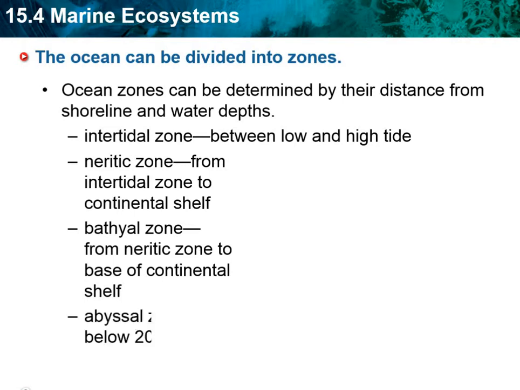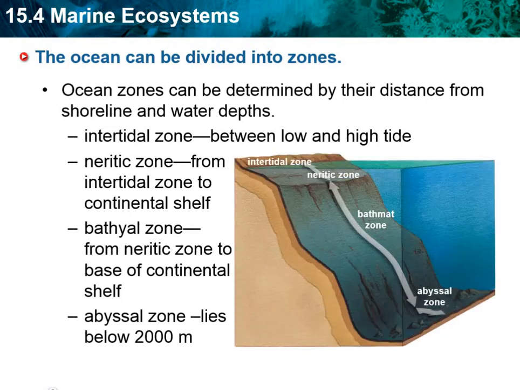And then the abyssal zone is going to be basically the bottom of the ocean, and it lies below 2,000 meters. It's probably not going to get very much light in that area. But once again, here are the different zones. So you've got the intertidal, the neritic, the bathyl, and the abyssal zone.